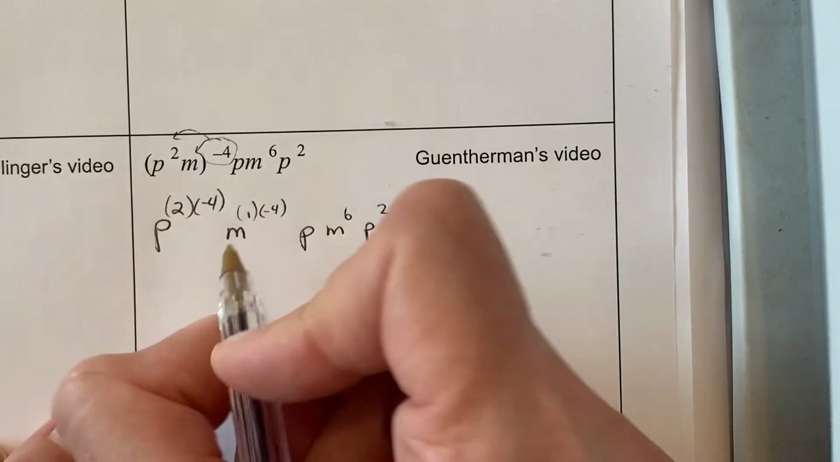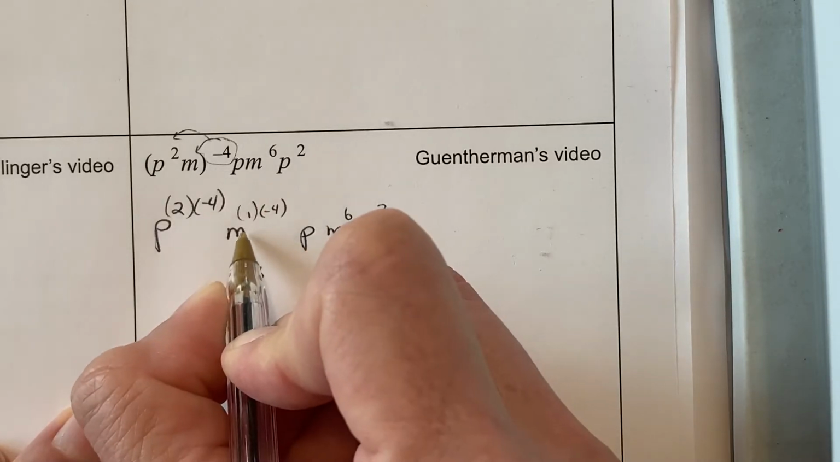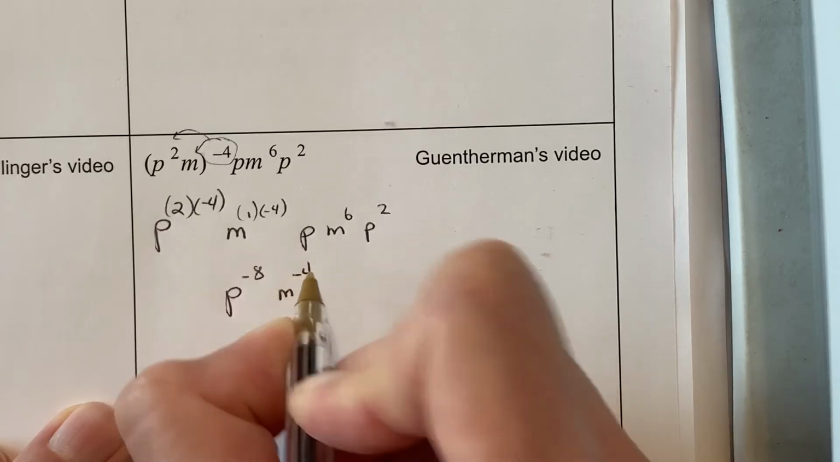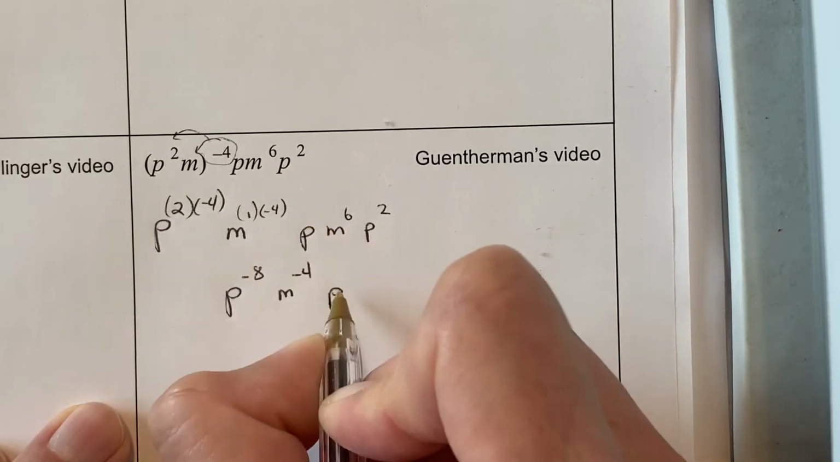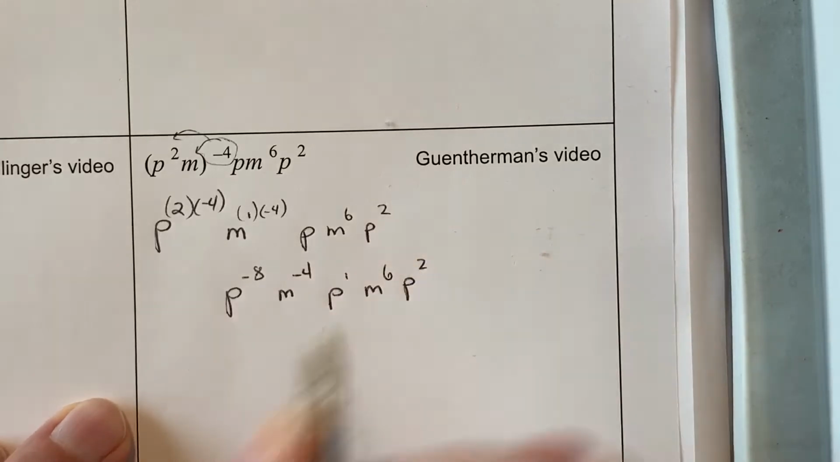I'm going to do the multiplication quickly. For p, 2 times negative 4 is negative 8. 1 times negative 4 is negative 4. And then we have p, this would be to the first power, m to the sixth, p to the second.